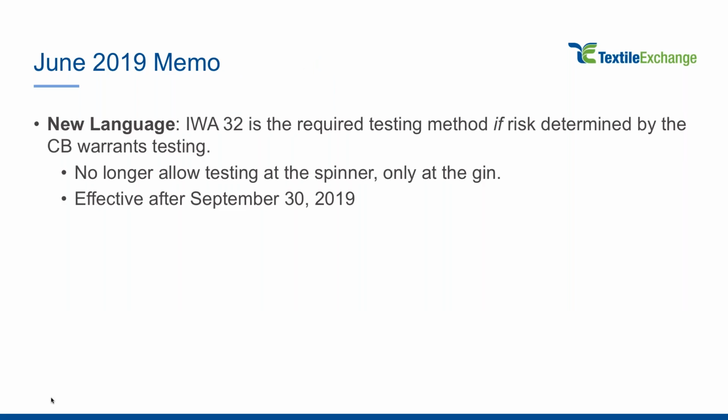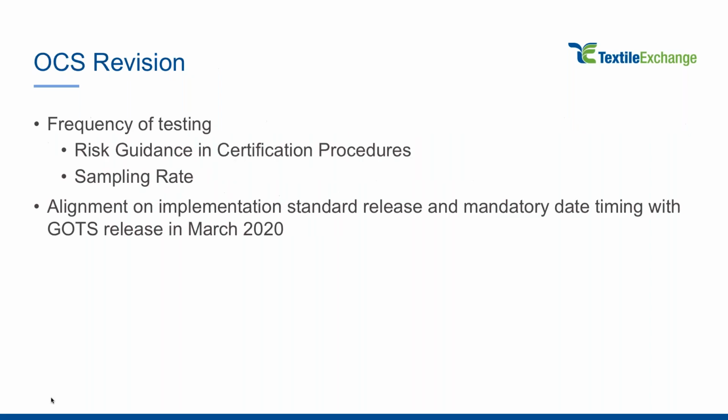And what will be new coming with this memo that Rahul referred to, which we will be sending out a similar memo to certification bodies for the Organic Content Standard, is that the IWA 32 is the required testing method if the risk determined by the CB warrants testing. No longer will there be allowed testing at the spinner, but only at the gin level. And this will be in effect after September 30th, 2019. So similar to GOTS, we'll be adopting this testing protocol as well.